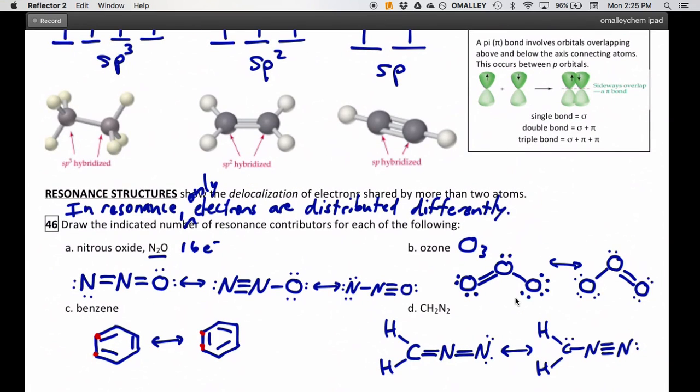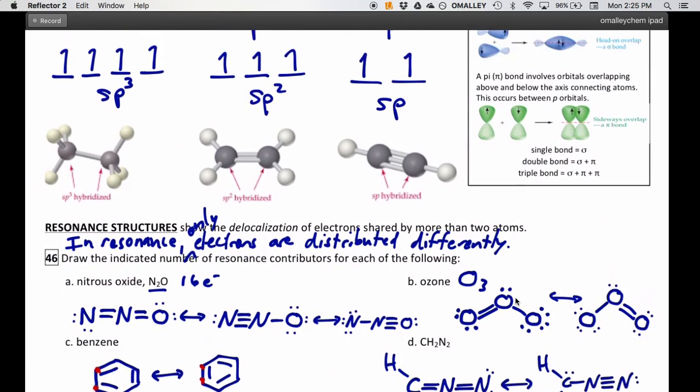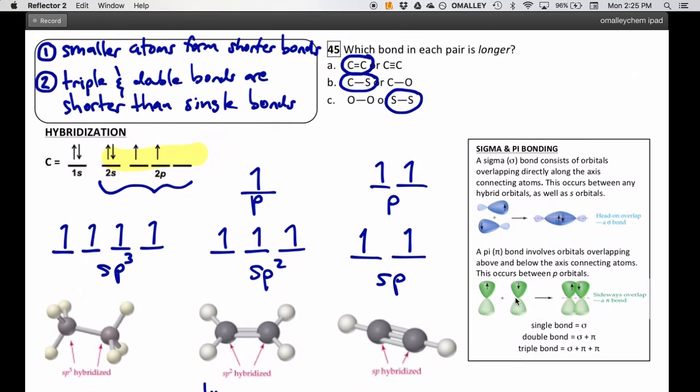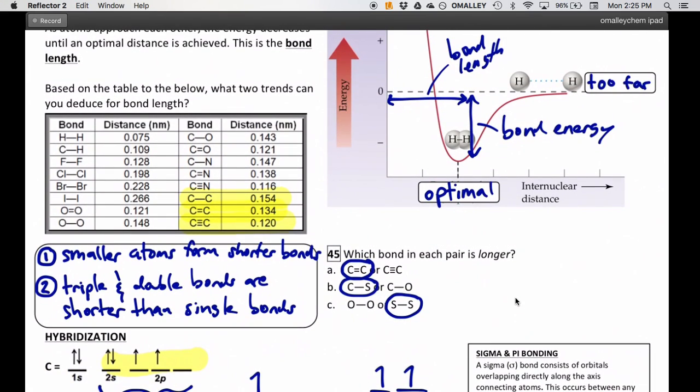Okay, so that covers how to draw resonance structures, a little bit about hybrid orbitals, and then some very easy stuff, I hope, about different bond lengths. So in class, we're going to go over the problems on the back.